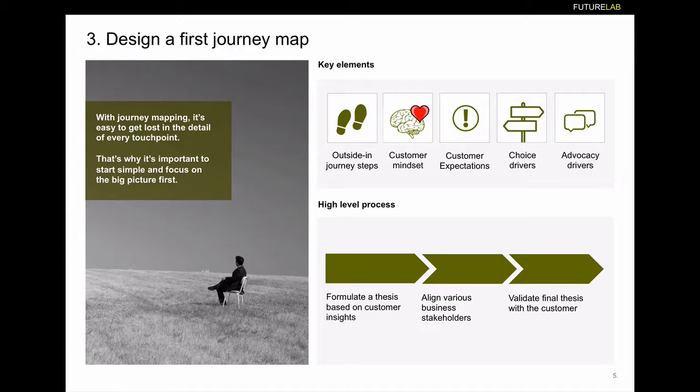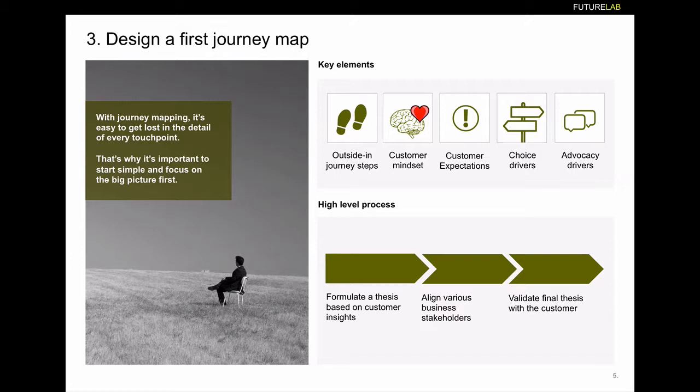Final element in this first journey map are then the advocacy drivers. This is a description of activities which basically make customers go beyond satisfaction, where companies exceed customer expectations, but not in a frivolous way, like just doing crazy stuff, but in a way that actually drives advocacy. In other words, in a way that makes customers talk well about the business to their friends, to their family members, etc. These are the elements that go into this first touchpoint map.